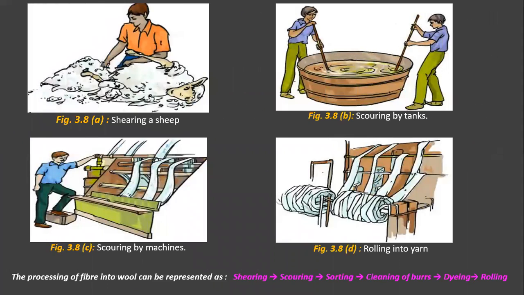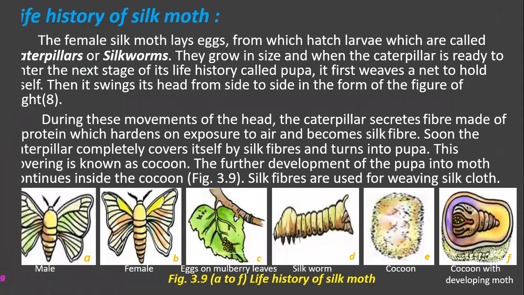Next, here the figures have been given, children. It is shearing a sheep, scouring by tanks, scouring by machines, and rolling into yarn. Here the process of fiber into wool can be represented like this. You remember children, first step is shearing, next is scouring, sorting, cleaning of goods, dyeing and then rolling. And then fibers are ready.